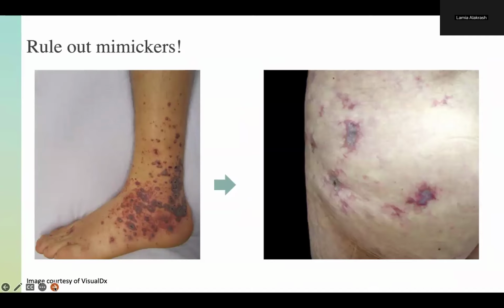Another important and life-threatening mimicker, when you have vasculitic lesions with some hemorrhagic blisters that may mimic vasculitis, but with full body examination, you find the typical retiform purpura with central necrosis, so you have to rule out more serious coagulopathic conditions.